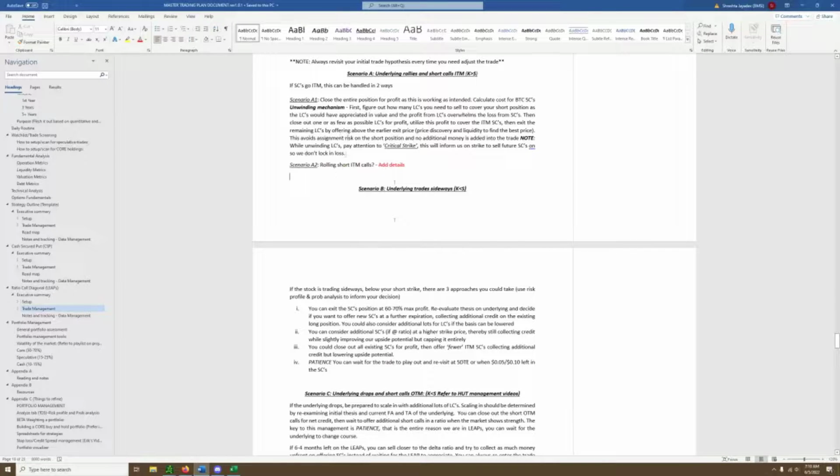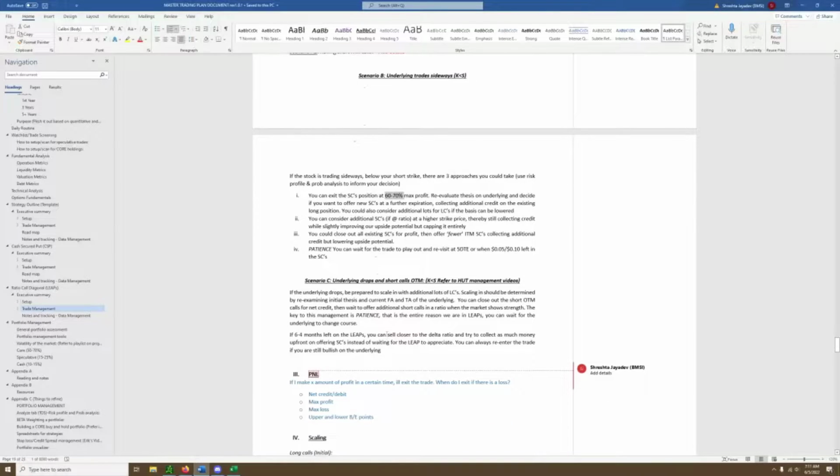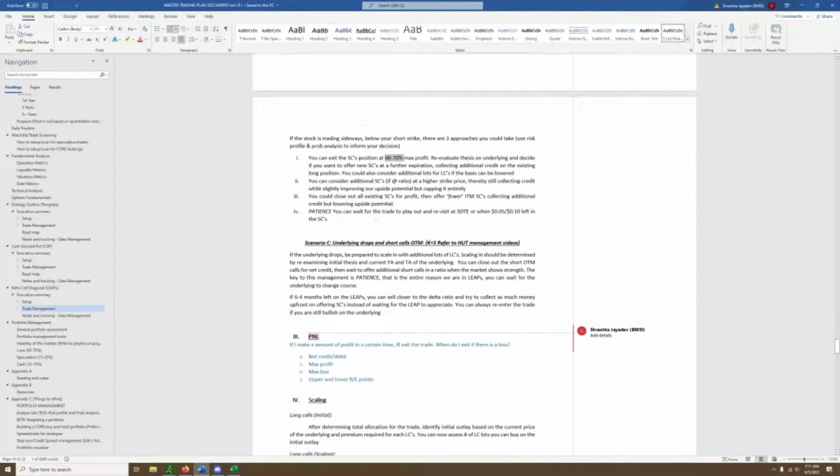So I'm still working on that. There's a little bit of work I need to do. If the stock is trading sideways and there's not much movement, what do I call it? Profit targets I'm going to use to take out the short call premium so I just don't leave the trade open. Obviously, you want the trade to let it work out, so that's if it's trading sideways. And scenario C is if it drops, what do I do?